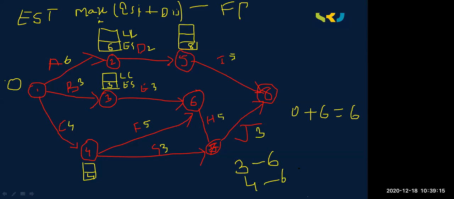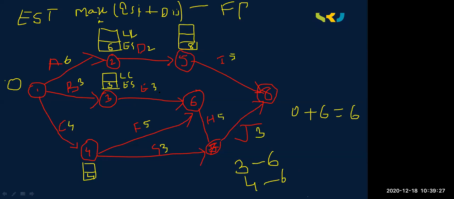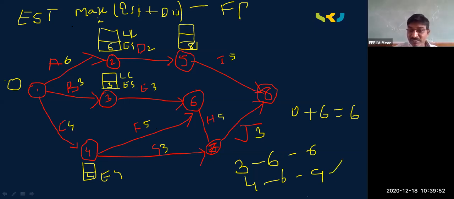Now what does the formula say? Maximum. In forward pass, friends, you need to take the maximum value. And what is the value for 3 to 6? 3 plus 3, how much? 6. And for 4 to 6? Only 5. What is the ES value? 4 plus 5, how much? 9. So what is the maximum value I need to take? 9. Now you got the formula, friends: maximum. When you are doing forward pass, you need to take the maximum value.